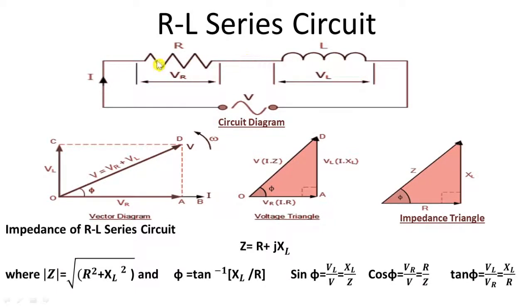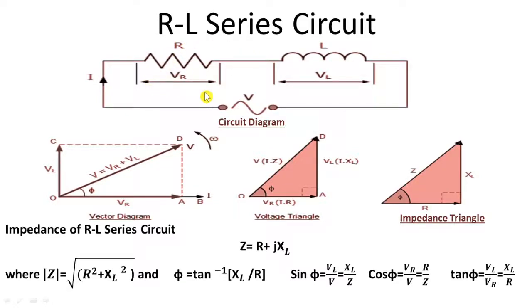Welcome all of you. In this lecture, we are going to see the RL series circuit. You can see in this circuit diagram there is a resistor and an inductor connected in series. The voltage across the resistor is VR and the voltage across the inductor is VL. As the resistor and inductor are connected in series, this circuit is called the RL series circuit.